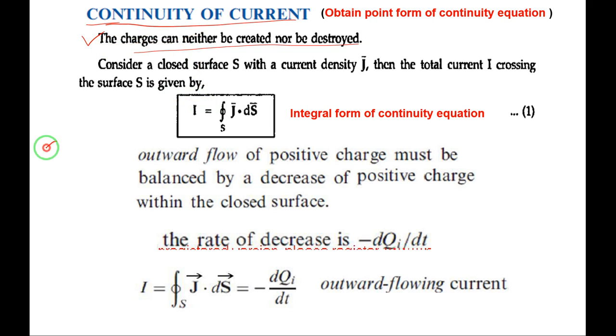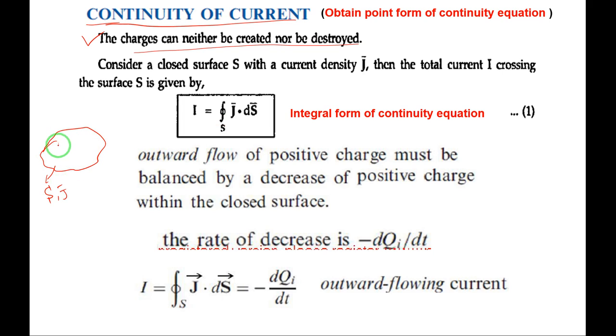We will consider a closed surface. It is not 2D, it is 3D. Some closed surface is there, some amoeba structure, something like this. So it is the closed surface having surface area S with current density J in this. Then the total current I crossing this surface. So this is the closed surface.